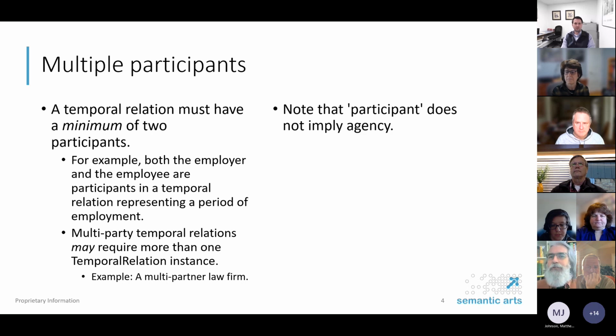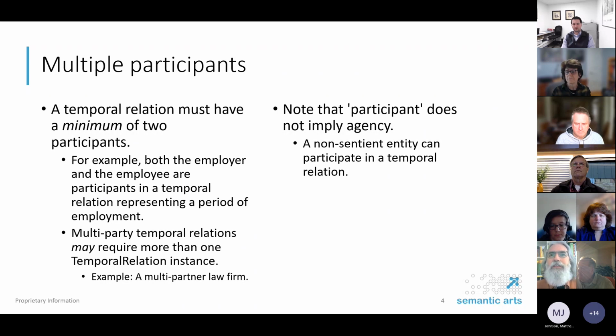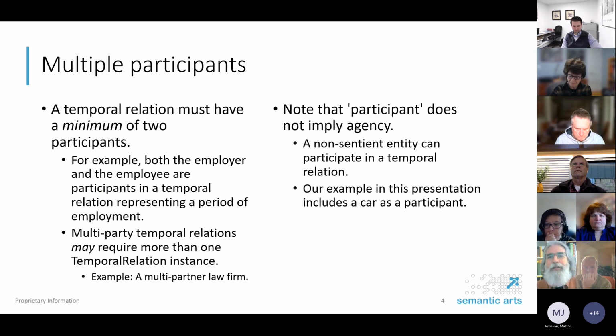The important thing to also note is when I'm using that word participant, that does not imply agency on the part of the participant, just that they're participating in the relationship. So non-sentient entities can be participating in these relationships. And the example that I just kind of gave and that we're going to be using through the rest of this deck, it includes a car as a participant. The Joe owns this Tesla, and the Tesla is not sentient, no matter what Elon Musk might assert.